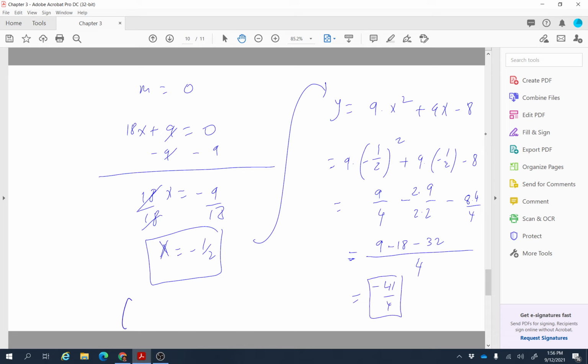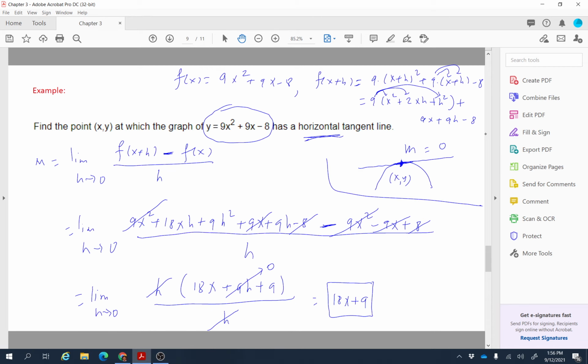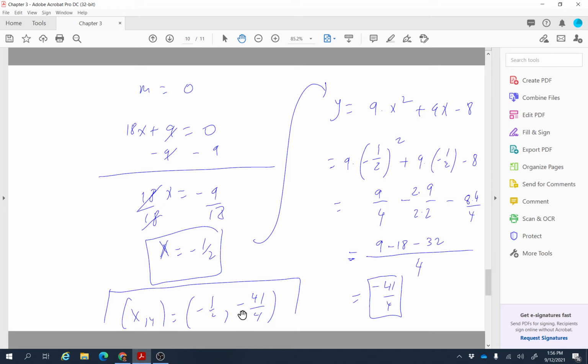So at the point (x, y), where x is negative half and y is negative 41 over 4, the slope of the tangent line on this curve would be 0. That means there will be a horizontal tangent line. So this is our final answer.